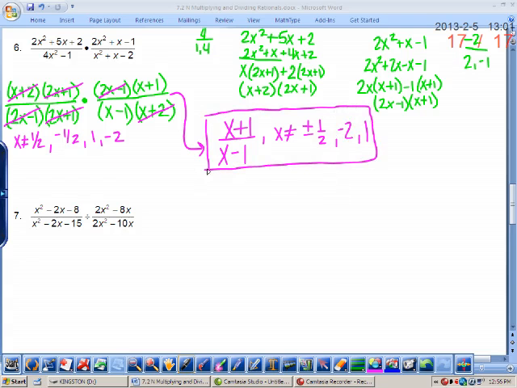If you want to list it from smallest to greatest, that's great, but if you want to put plus or minus and that kind of throws it out of order, that's okay too. Questions on that?